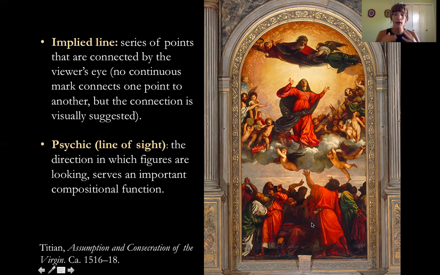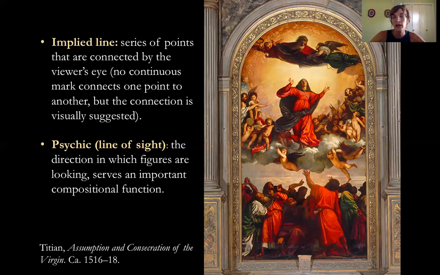But our eye moves from the base. And why does it move? Well, there aren't specific lines, right? These are implied lines. Line of sight is one of them. In the book, they talk about it as psychic line, or the direction in which the figures are looking, which serves an important compositional function to move our eyes. Where are the figures in this painting looking? They're looking up, so we better look up as well. Here's the Virgin, here's Mary. She also looks up, so we look up as well. These are implied lines, specifically psychic line or line of sight.